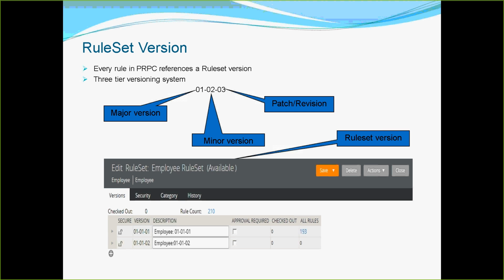So most of the time we increase patches only. So it is 01-01-01 to 01-01-99 you will do. After 99, 01-02-01. Again up to 02-99. Then 03. Then 04. So we keep on increasing the patches like that.